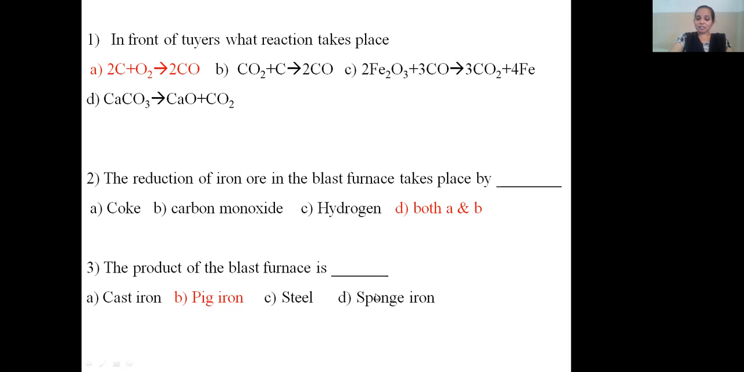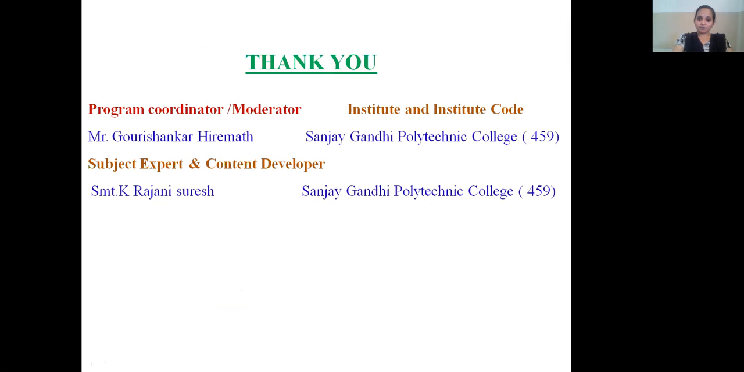Sponge iron is the product of the DR process, that might be gas based DR process, coal based DR process, rotary kiln, Midrex process, HYL process. But the product of the blast furnace is pig iron. Here they have given only one option, pig iron. But usually the products of the blast furnace are molten pig iron, molten oxide that is slag, and gaseous products. These are the three products of the blast furnace.